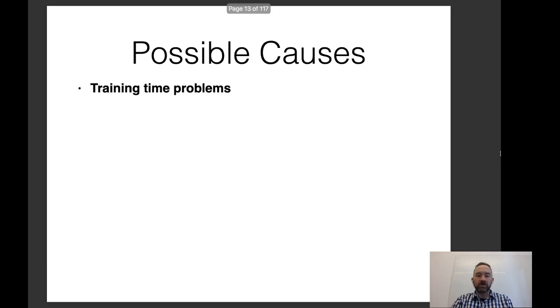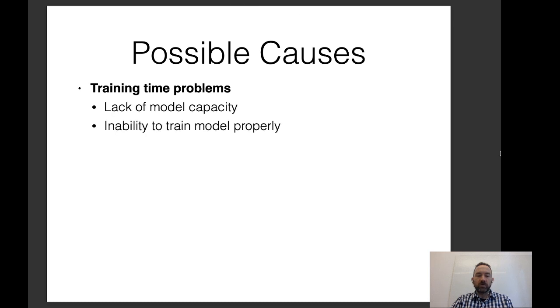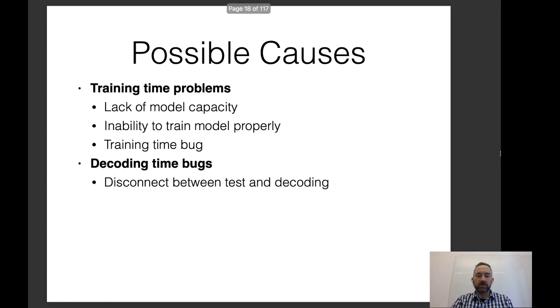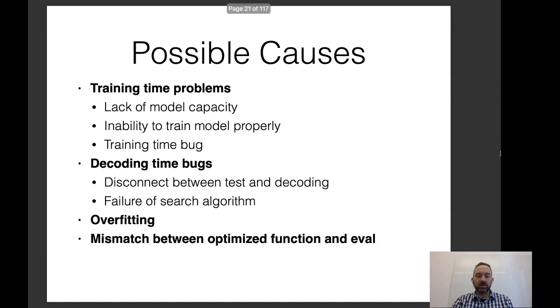Some possible causes could be training time problems, such as lack of model capacity or inability to train the model properly due to poor hyperparameters, or training time bugs. You could also have decoding or test time bugs, such as a disconnect between your test metrics and what decoding optimizes, and failure of search algorithms. You could also be overfitting, and we've talked about a lot of methods to combat overfitting in previous classes. And you also could have a mismatch between an optimized function and evaluation.